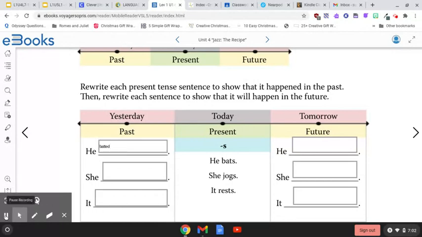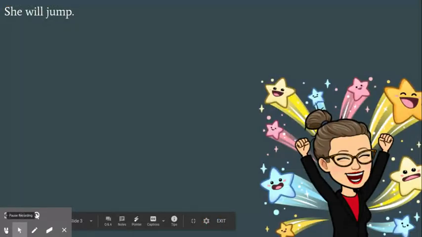Now let's look at another tense. What do we do when we want to talk about something that will happen at a later date? Let's look at the board. Today, she jumps. Yesterday, she jumped. Tomorrow, she will jump. Look at your page at the box under tomorrow or future.